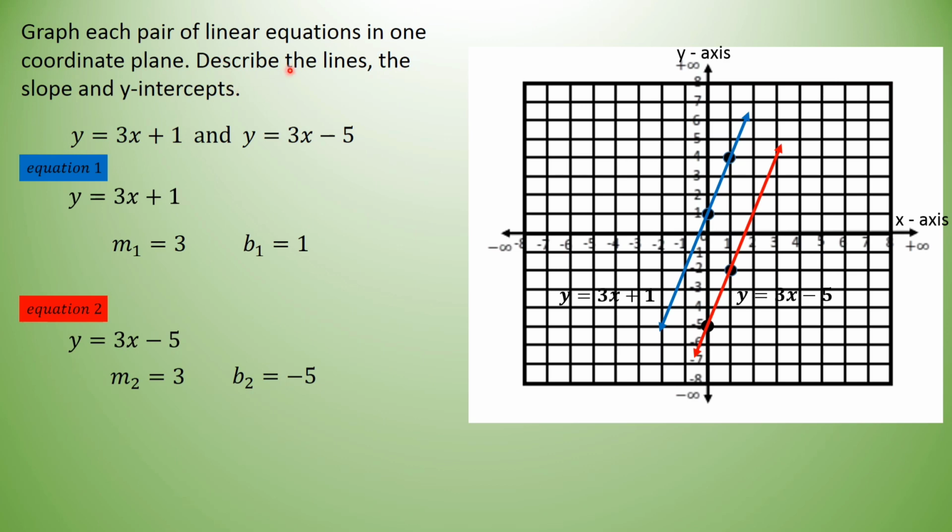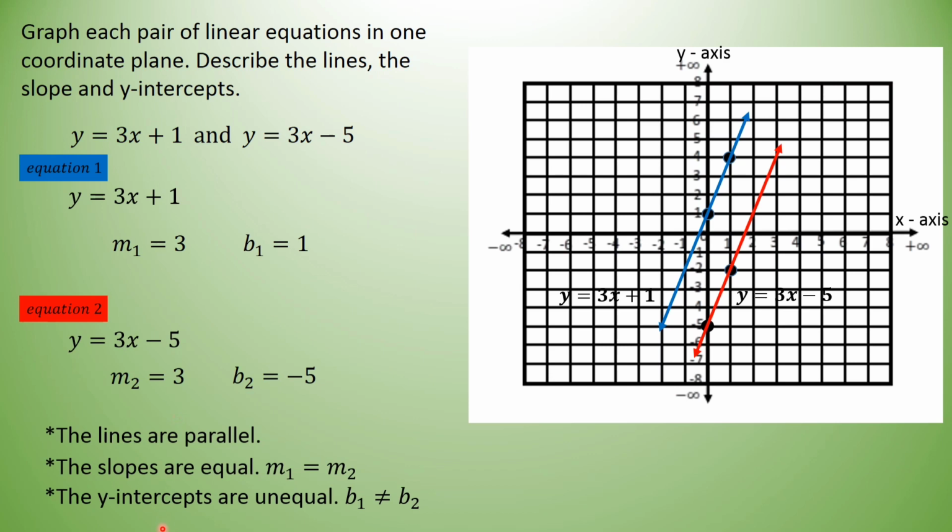So, i-describe natin ang line. The lines are parallel. So, we know that parallel lines do not intersect each other. The slopes are equal. So, ang ating slopes ay parehong equal sa 3. And the y-intercepts are unequal. So, magkaiba ang ating y-intercept. In that case, this is called as inconsistent system.